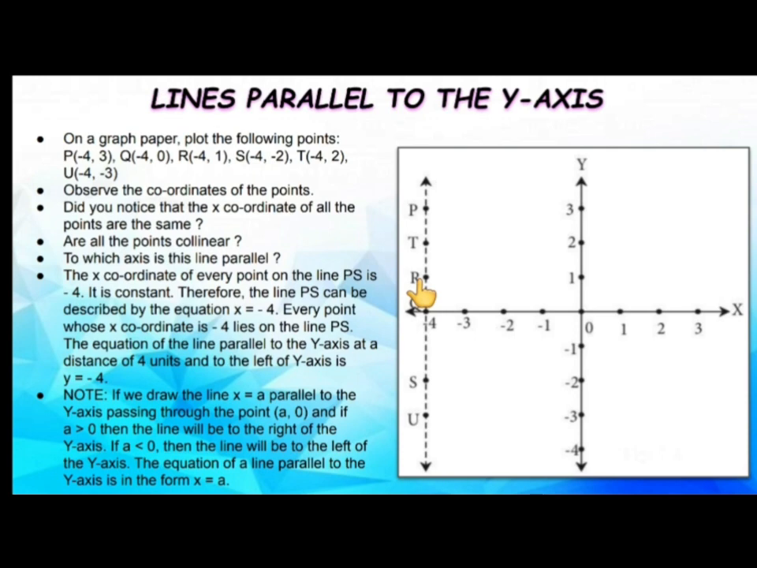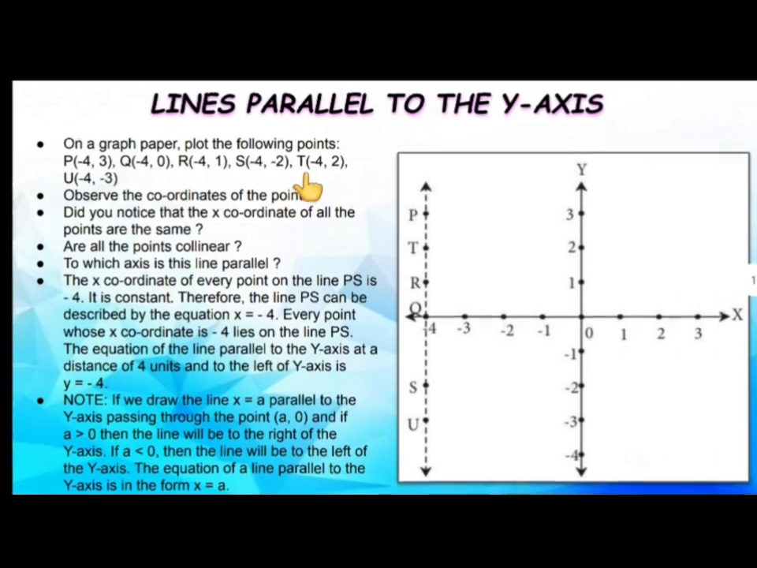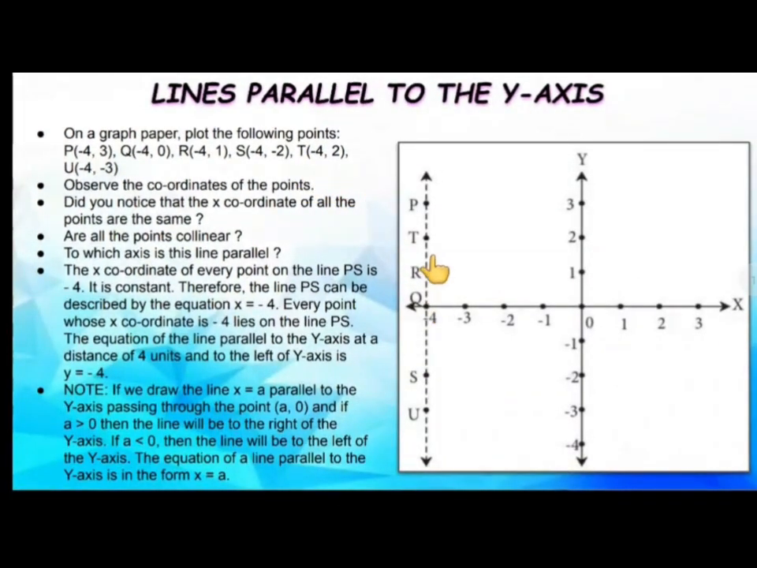Now again similarly we plot point S with coordinates x as minus 4 and y as minus 2. So we get S here. The coordinates of point T are (-4, 2). So we get T here. And the coordinates of point U are (-4, -3). So the x-coordinate is minus 4 and the y-coordinate is minus 3 here.